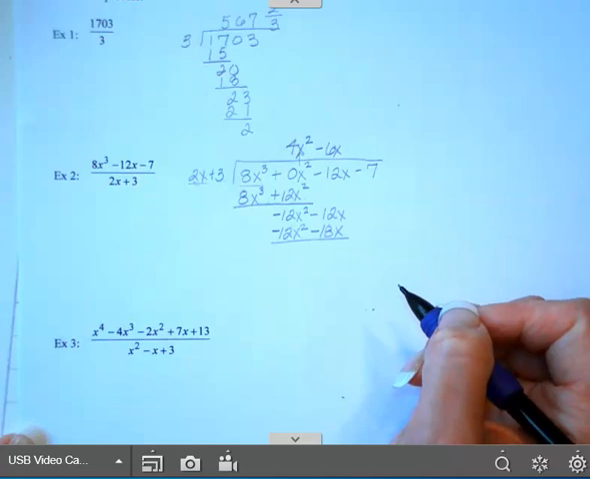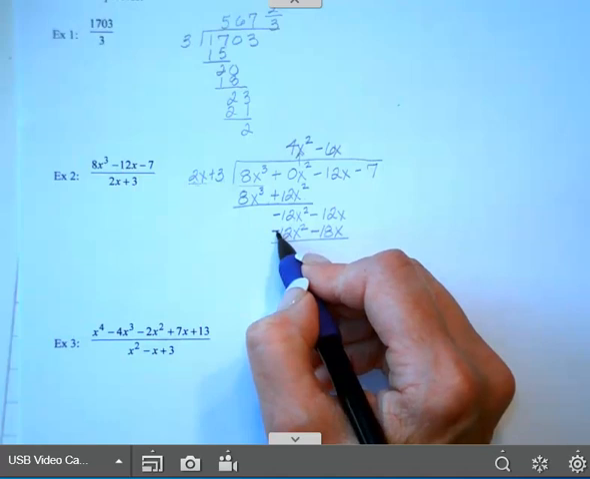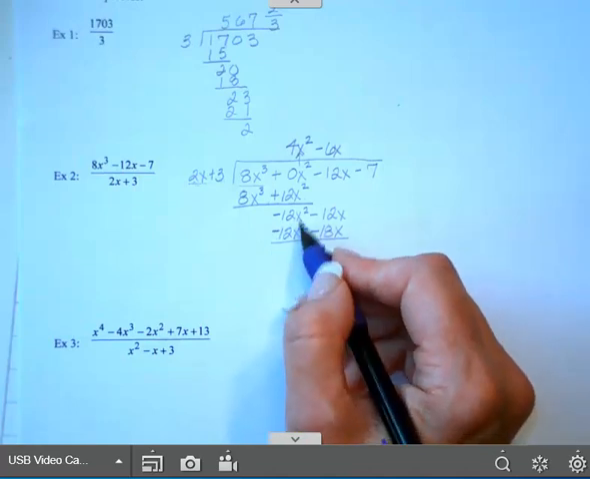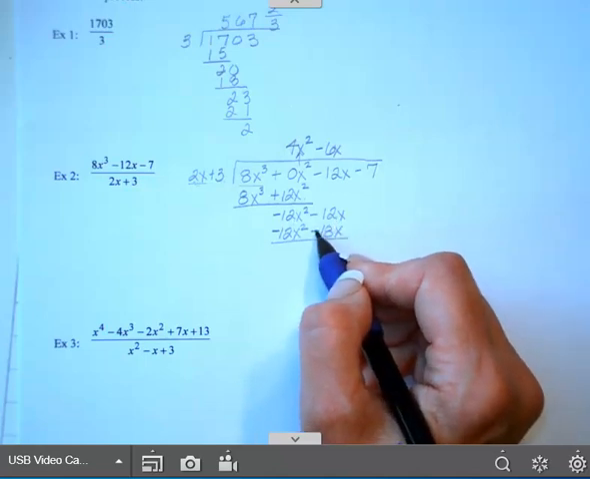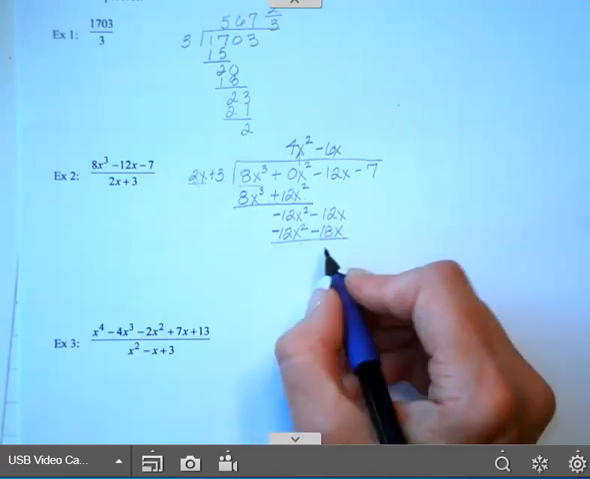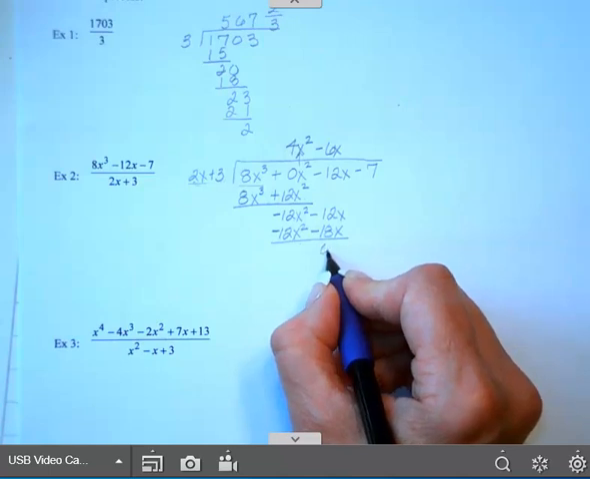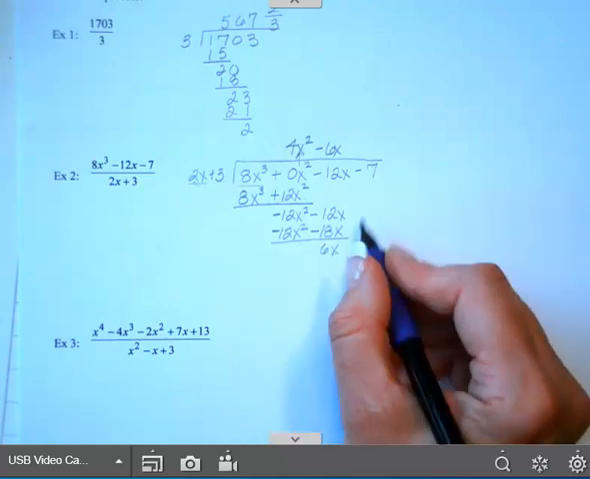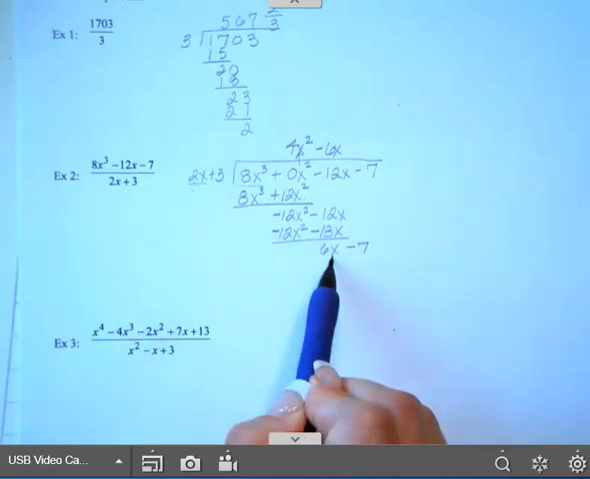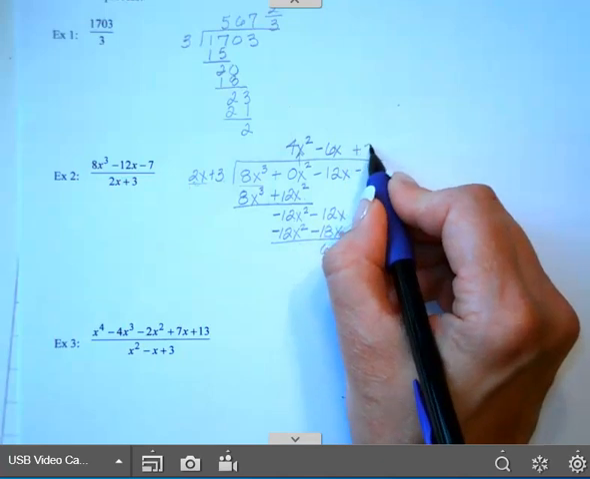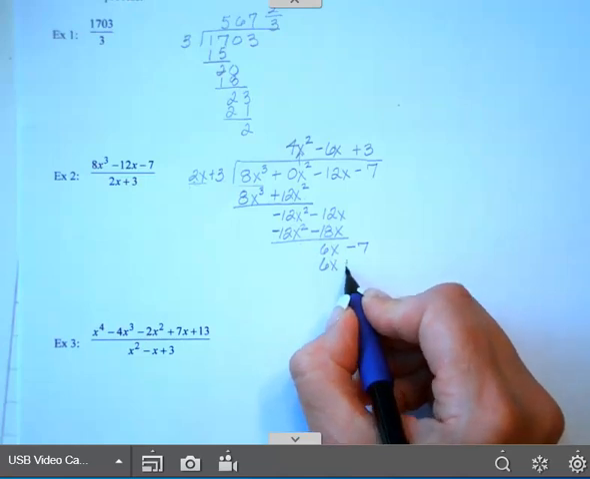And now I need to subtract. So negative 12x squared minus a negative becomes plus 12x squared, and those will cancel. And then negative 12x minus negative becomes plus 18x. And so negative 12x plus 18x will give me 6x. And then I need to drop down my minus 7. And 2x goes into 6x 3 times. And then multiply 3 with both of those terms. And you'll get 6x plus 9.